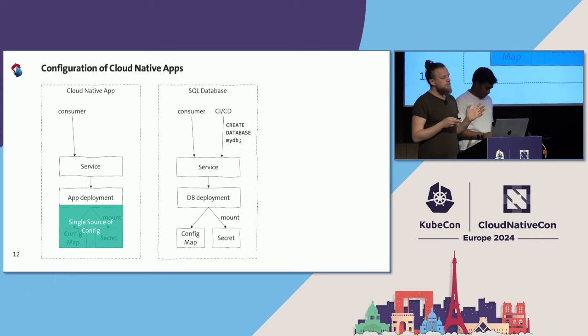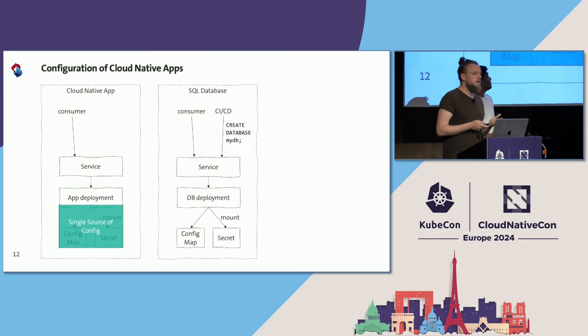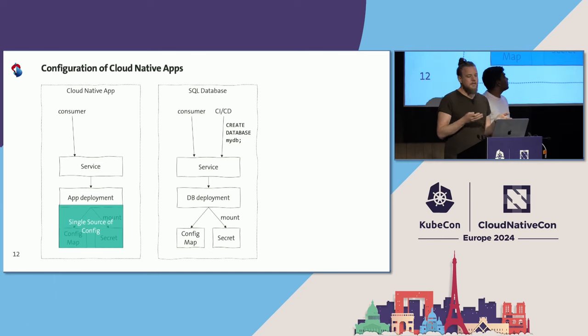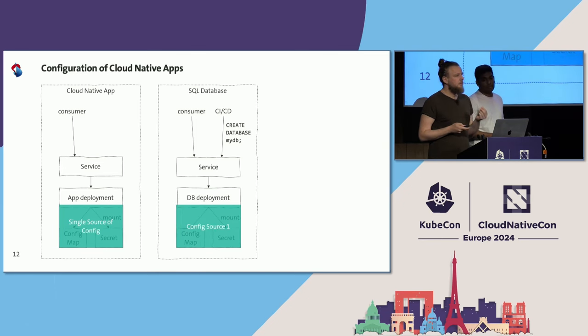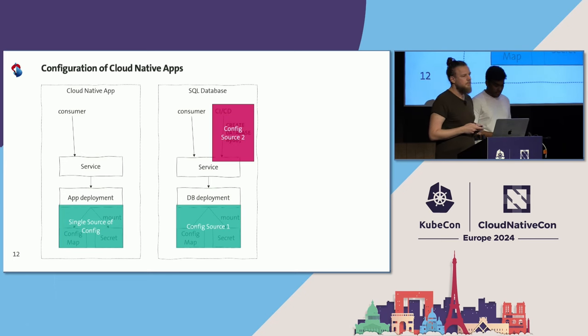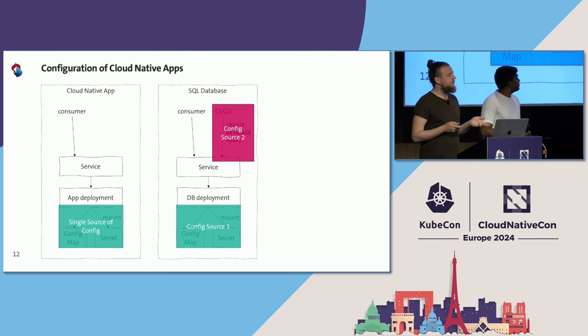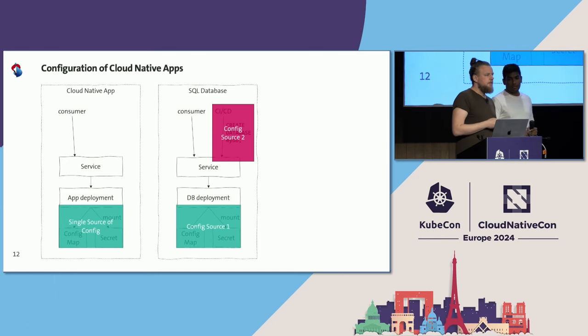If we look at a bit more complex example, which could be a SQL database, you would still have all of that, but in addition, you now have a SQL command which basically needs to instantiate your database. In this case, create database MyDB. So we have the first configuration source coming through the config maps and secrets, but we also have a second config source coming through the app interface. You could solve that using init containers, using operators, or Kubernetes cron jobs or jobs, but it's not cloud native by design.